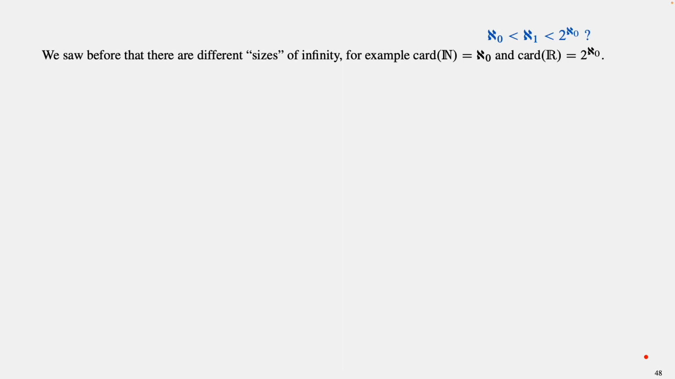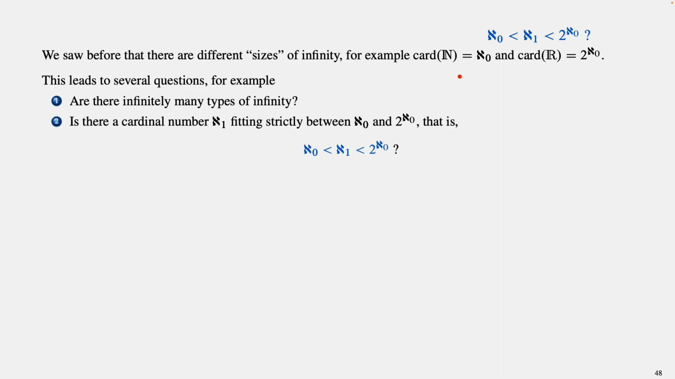And finally, some more thoughts on infinity. So we have seen now that there are different sizes of infinity. For example, the cardinality of N, which we symbolically denote by aleph 0, and the cardinality of the real numbers, which we now know to be 2 to the power of aleph 0. And this gives rise to a few questions. For example, are there infinitely many types of infinity? And you could ask, how many infinities of infinity are there? And is there a cardinal number sitting strictly between aleph 0 and 2 to the power of aleph 0? So is there some set that has a size strictly between the natural numbers and the real numbers?